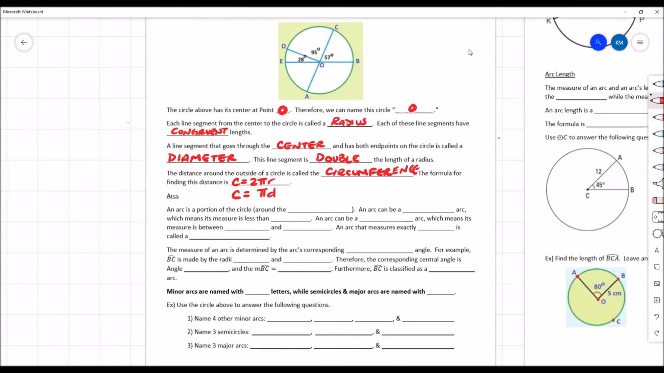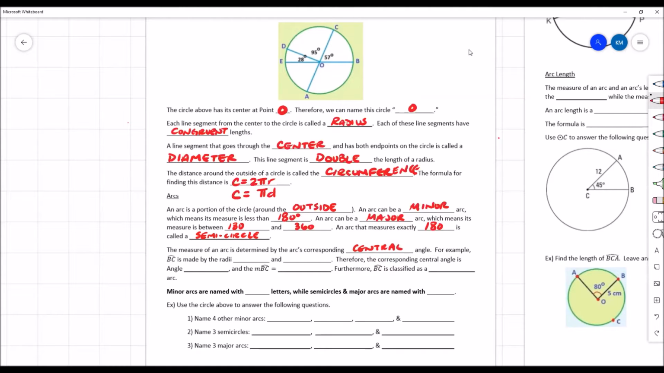An arc is a portion of the circle around the outside. If you want to think about it as a pizza, an arc is the pizza crust. An arc can be a minor arc, which means it measures less than 180 degrees. An arc can be a major arc, which means the measure is between 180 and 360. And an arc that measures exactly 180 degrees is called a semicircle. The measure of an arc is determined by the arc's corresponding central angle.